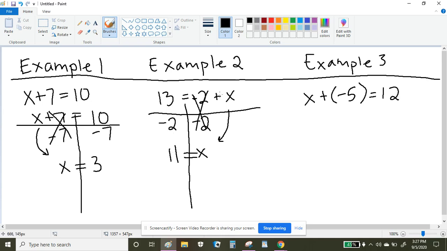So again, we can look up here. We can see that 2 plus 11 does equal 13. If I read it this way or that, 11 equals x, x equals 11, it's pretty much the same thing, but usually we would read the variable first, okay? So even if you see it like this, we would still say x equals 11.